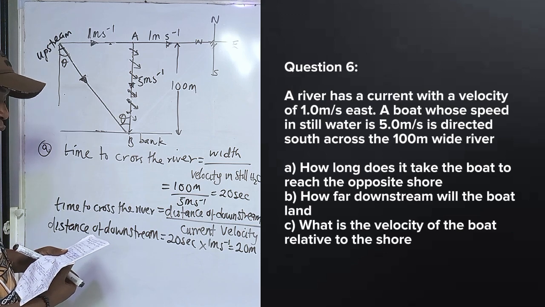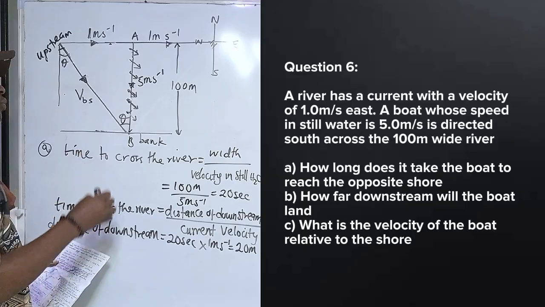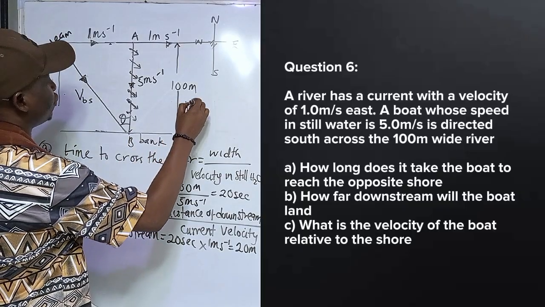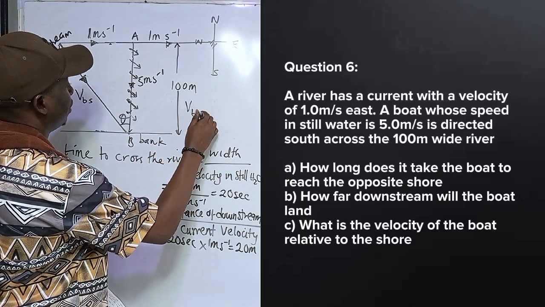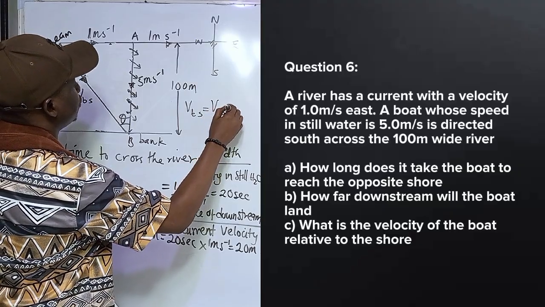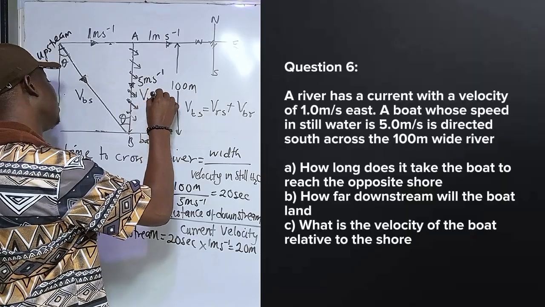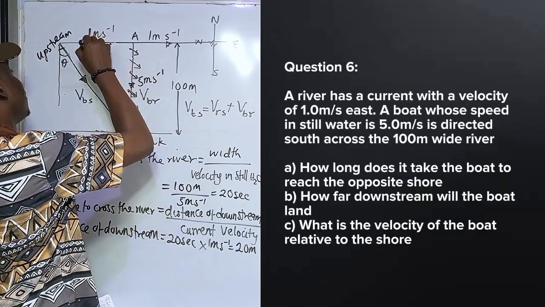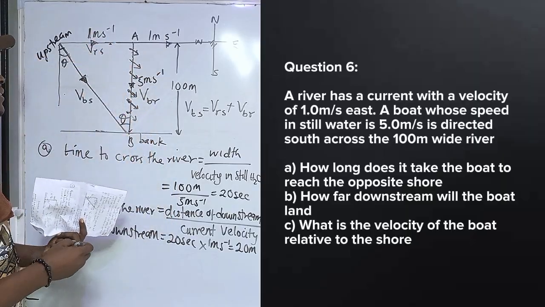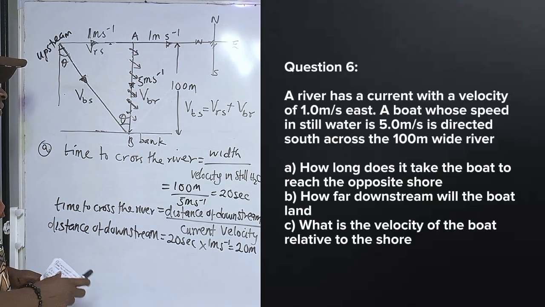What is the velocity of the boat related to the shore? This is the velocity of the boat related to the shore. Because the velocity of the boat related to the shore is equal to the velocity of the river related to the shore plus the velocity of the boat related to the river. This is the velocity of the boat related to the river, which is going south. This is the velocity of the river related to the shore. The boat velocity is used to cross the river directly.